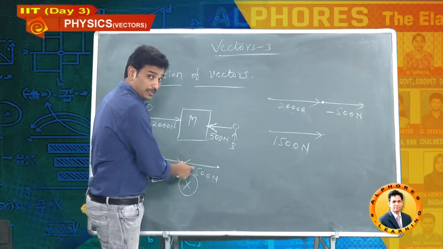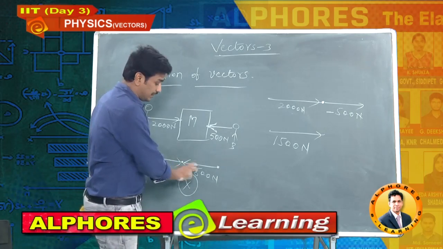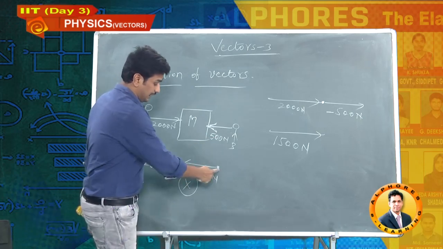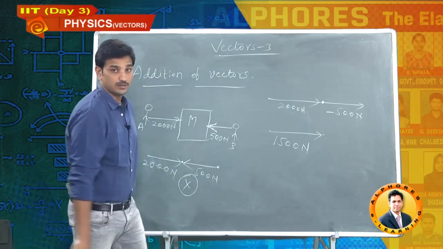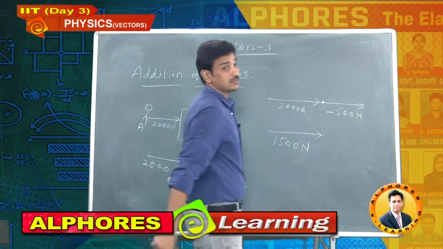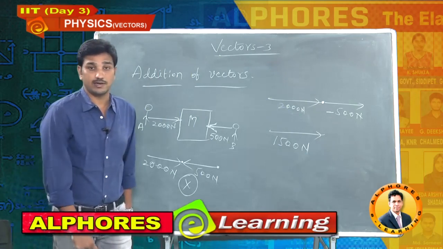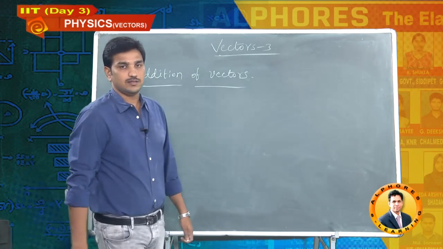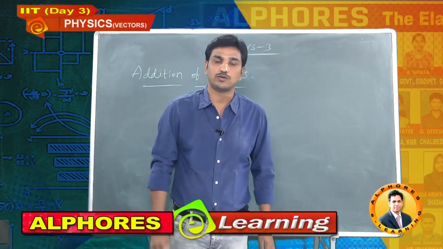Now there is a problem here. To resolve this problem, I took the reverse. Negative vector of 500: tail comes to this side, head goes to that side. Now 500 becomes minus 500, and now we can add the two vectors. The net force acting on the solid is 1500 newtons. I think you understand how to add two vectors.